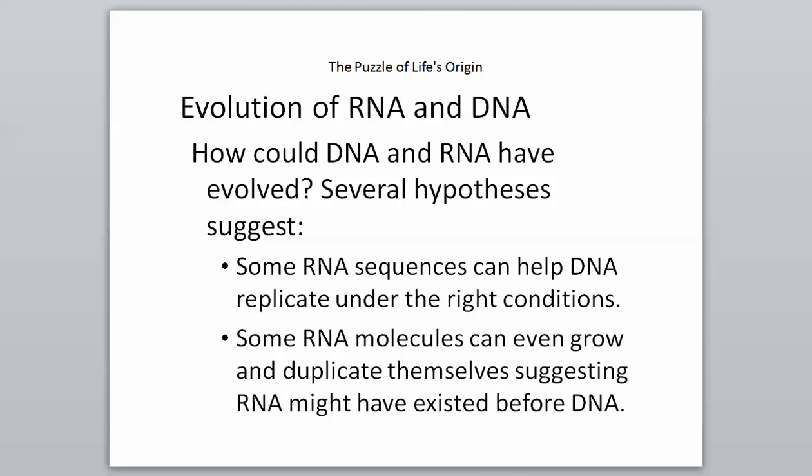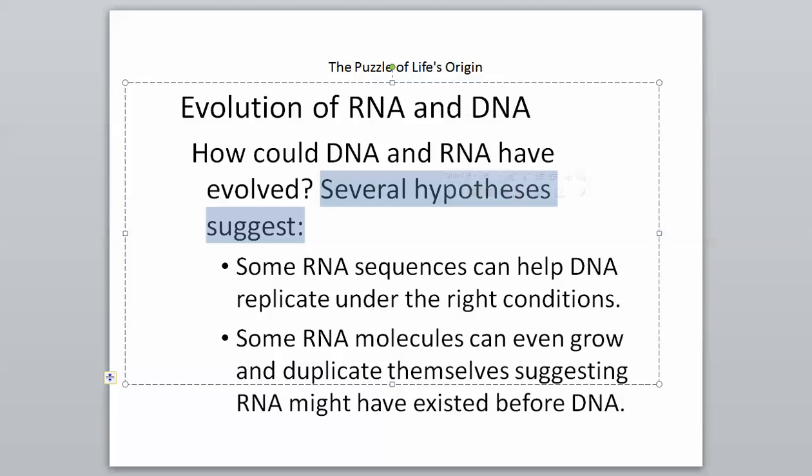And the first thing is RNA and DNA. So we're going to look at how possibly DNA and RNA could have evolved. And the big thing to know is that there's several hypotheses to suggest what actually happened. So again, we don't exactly know because no one was there to watch, oh hey look, RNA just evolved. So again, big thing is a lot of speculation here.